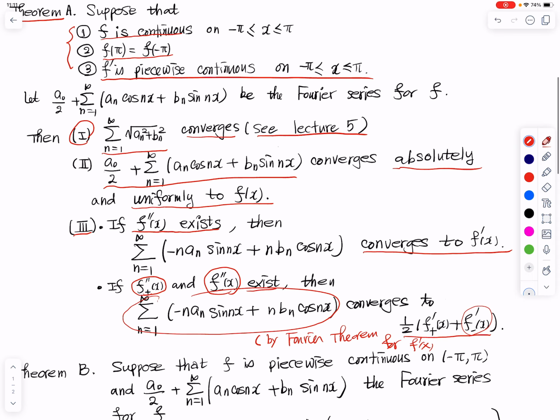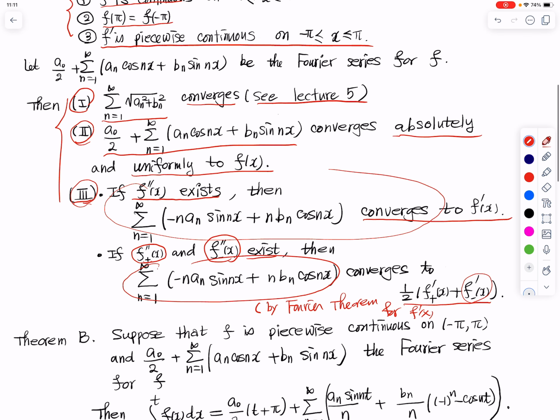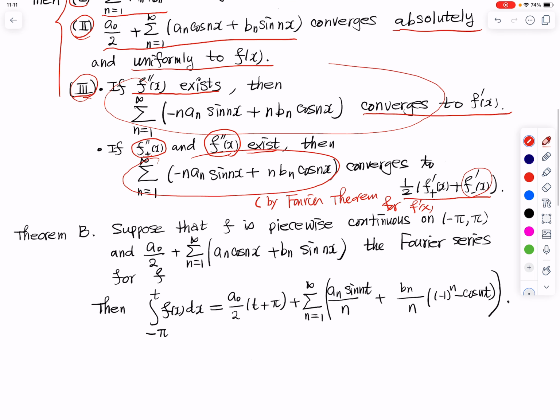And this is theorem A. So all we need to do is prove 2 and 3 in the first part. The second part is a consequence of the Fourier theorem we proved in the previous lecture. And then I stated here theorem B.